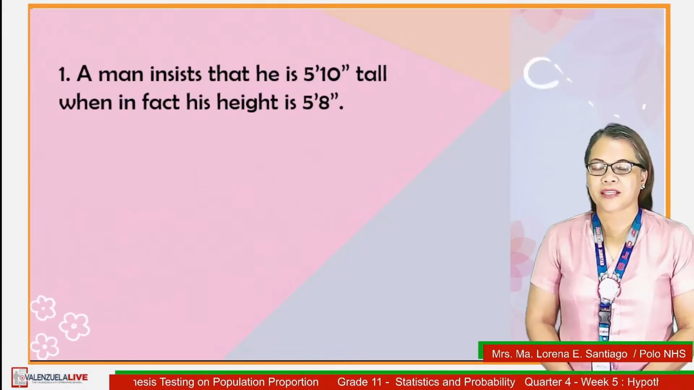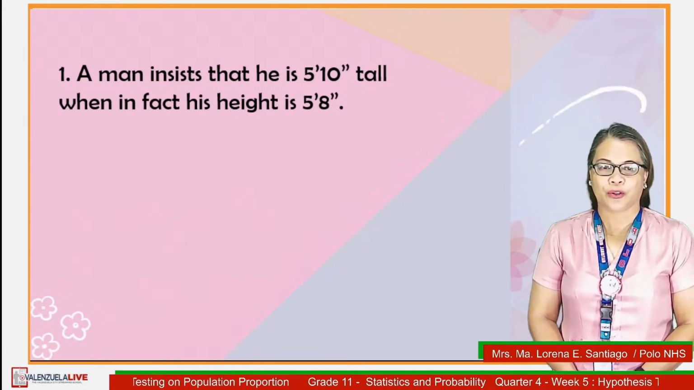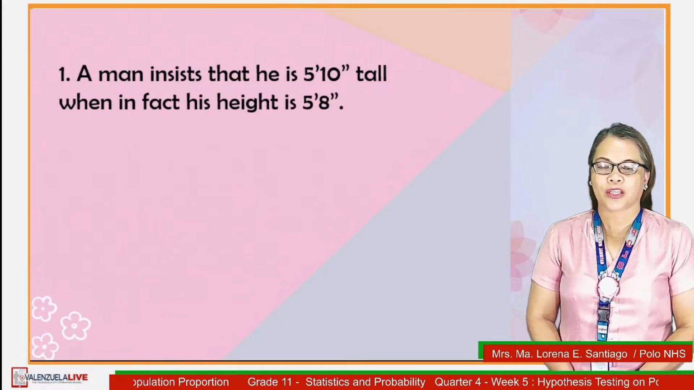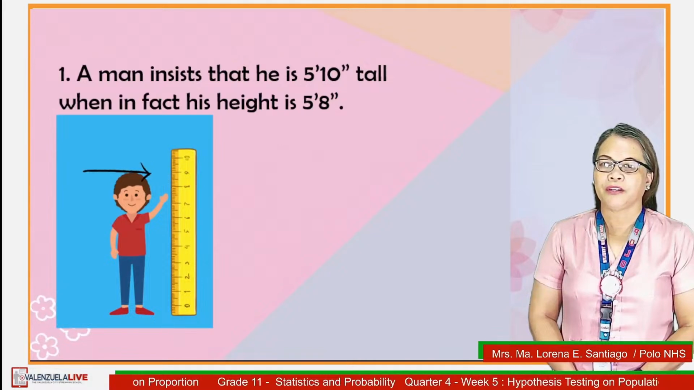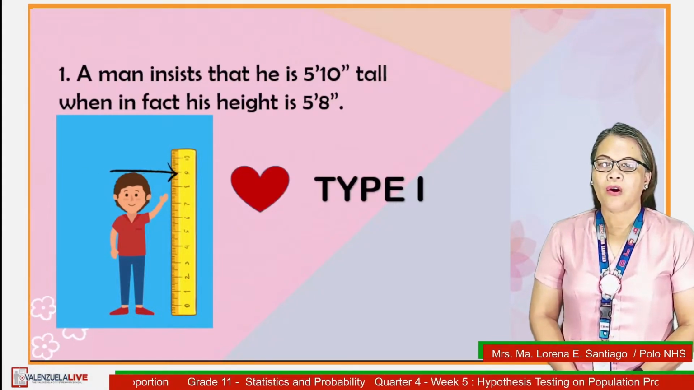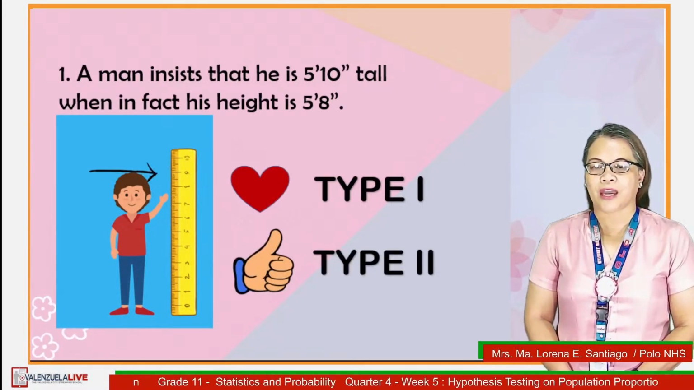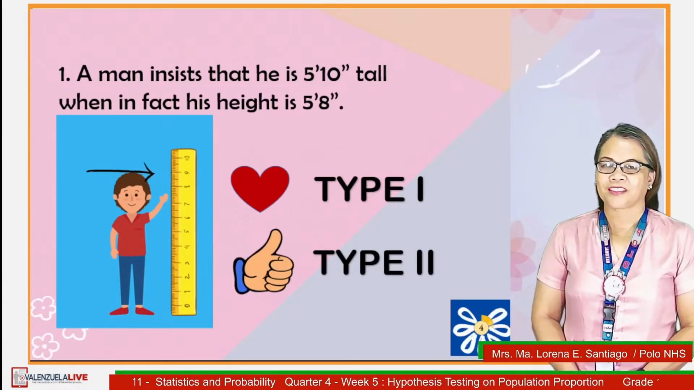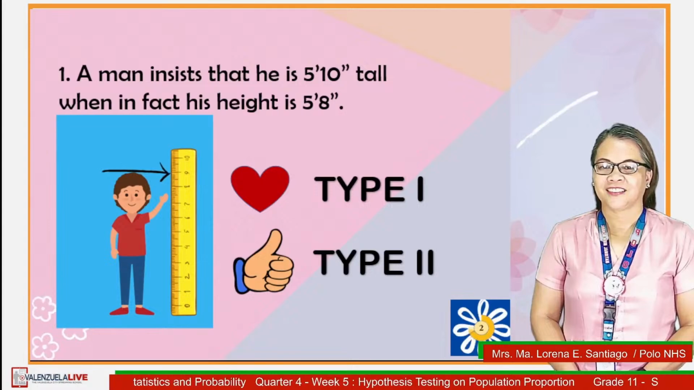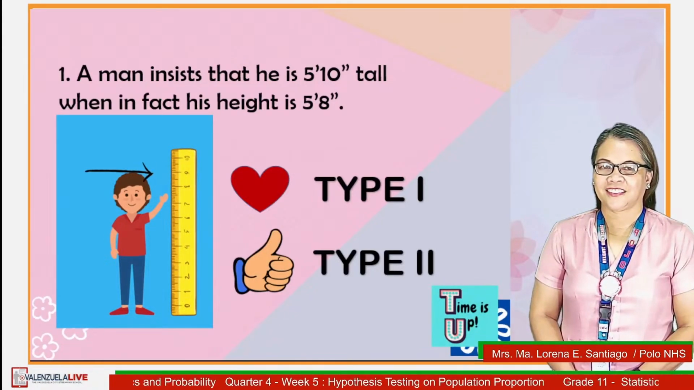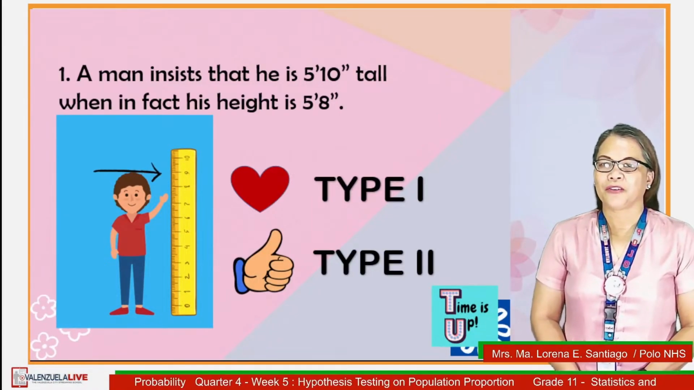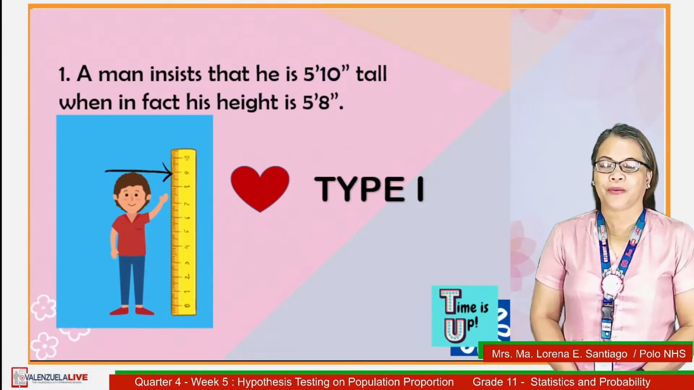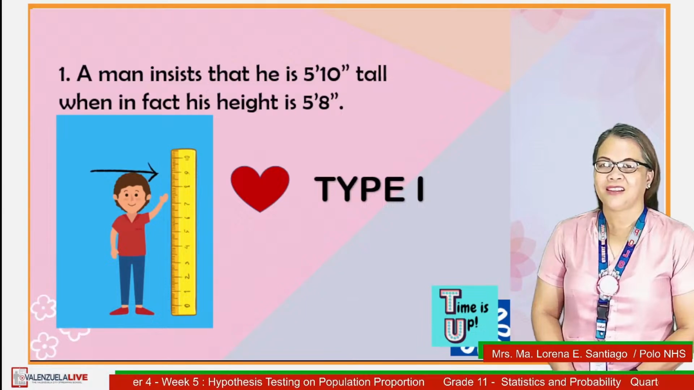A man insists that he is 5 feet 10 inches tall, when in fact, his height is 5 feet 8 inches. React hard if it's type 1 error, or react like if it's type 2 error. Timer starts now. Time's up. The correct answer is react hard, because it's a type 1 error. Did you answer correctly? Great.